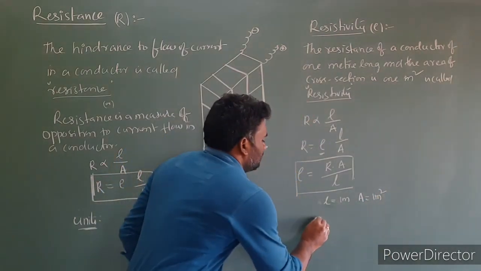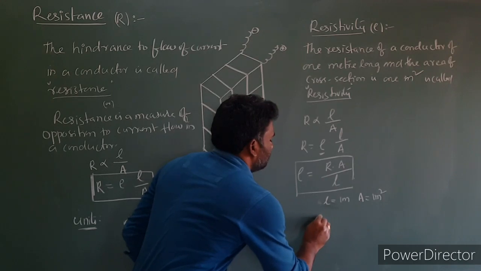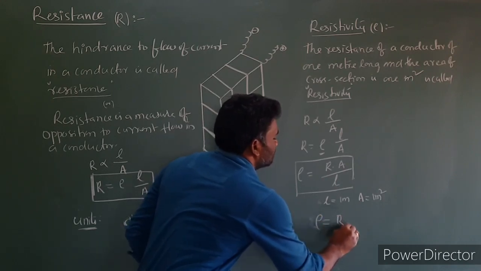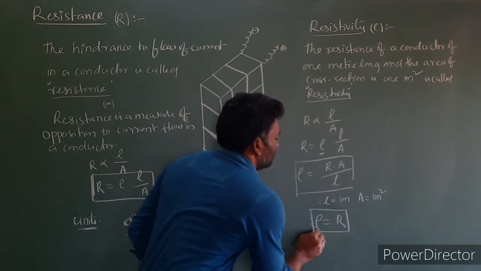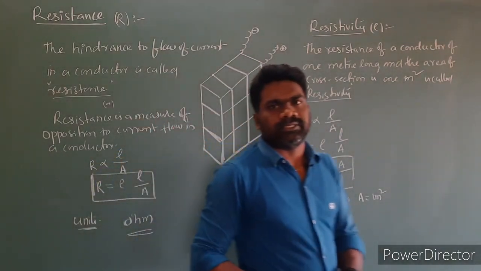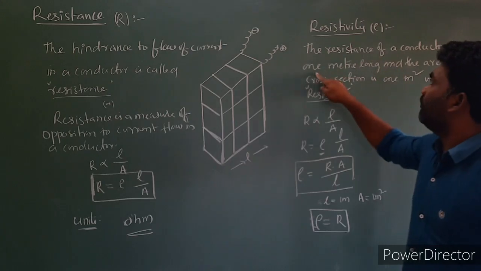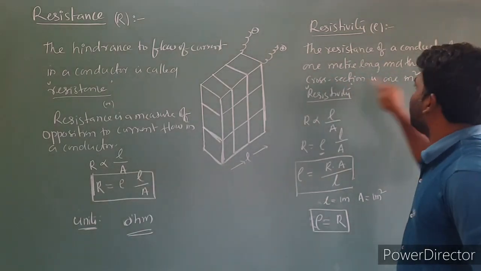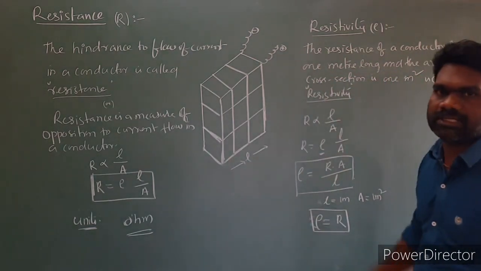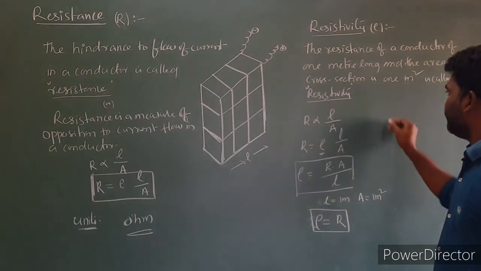Then resistivity is equal to resistance. From the definition, the resistance of a conductor of 1 meter long and the area of cross section 1 meter square is called resistivity. Now units.